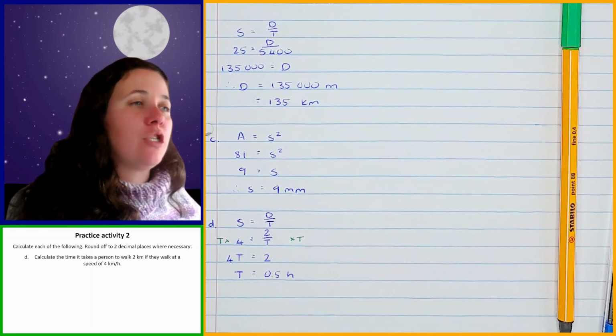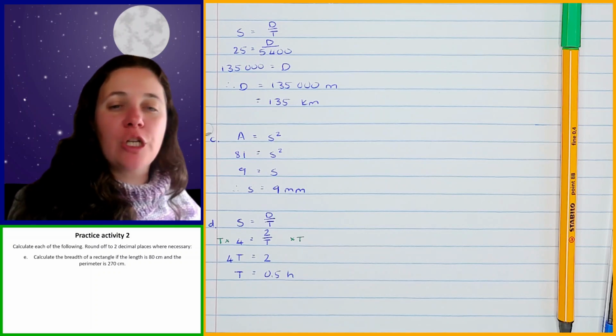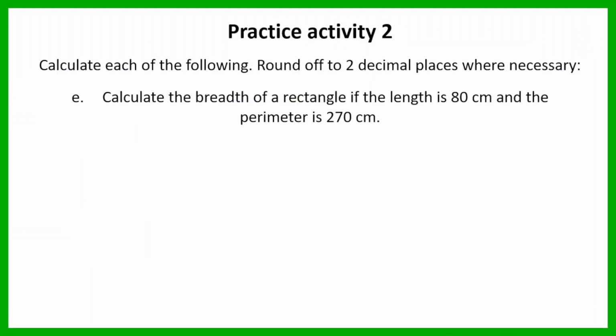Okay, and then the last question for today, question E: calculate the breadth of a rectangle if the length is 80 centimeters and the perimeter is 270 centimeters. I'm going to give you 1 minute for this question as well.